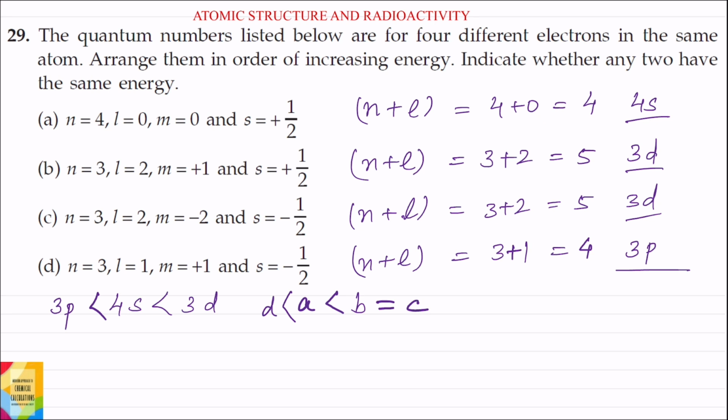To arrange them in the order of increasing energy, सबसे पहले तो energy find out कर लेंगे. Now n plus l की वैल्यू निकालेंगे. n plus l की वैल्यू जिनकी कम होगी उनकी एनर्जी भी कम होगी.